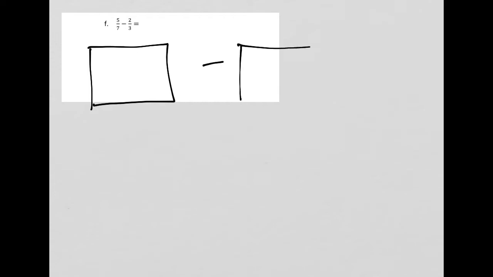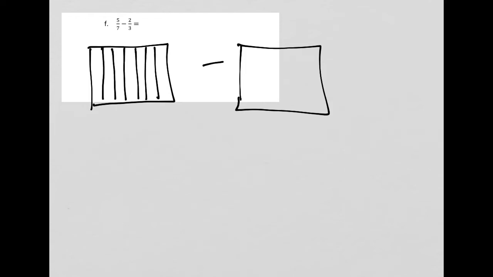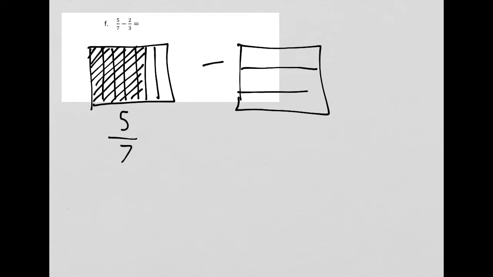Let's try it again. This time I have 5/7 minus 2/3. So we're going to start by drawing our models. And again, draw your models in your book with me, please. 5/7. 1, 2, 3, 4, 5, 6. And I'm going to lightly shade in 5 of them. So there's my 5/7. And 2/3. Lightly shade in 2 of my 3.